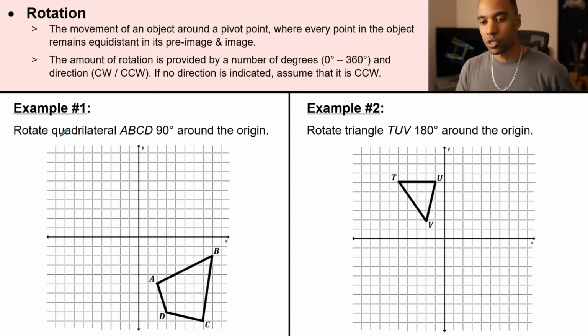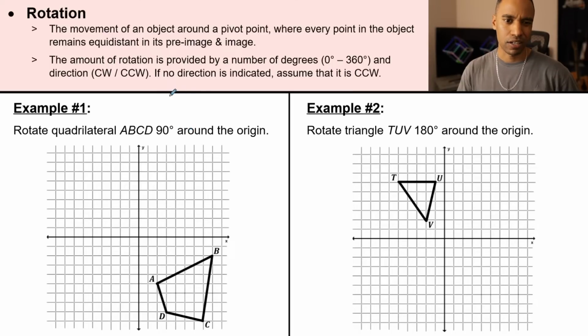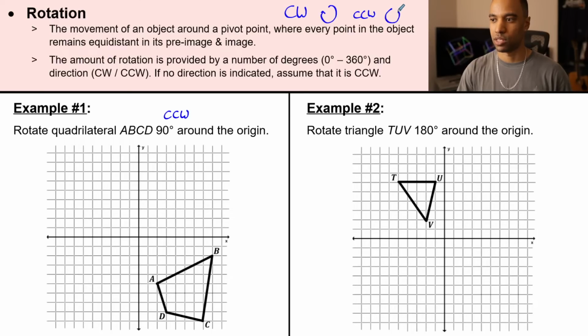Okay, first thing we're going to do is rotate quadrilateral ABCD 90 degrees around the origin. Now, I didn't indicate direction here. I should have. If you're not sure which direction, and I put it all up here so you can read this at your leisure, if no direction is indicated, assume that is CCW. That means counterclockwise. If I don't give you the direction, assume it's counterclockwise. Clockwise is this way. So counterclockwise is this way.